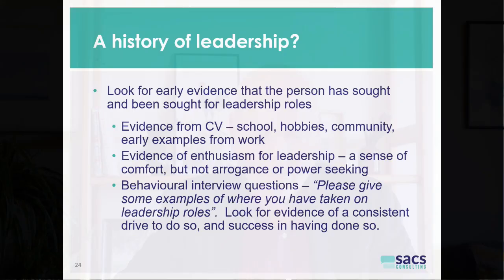We know amongst us people who we feel would be good to lead us through things, and we turn to them. Look for evidence of enthusiasm for leadership, a sense of comfort, but not arrogance or power seeking. People can seek to be leaders for an extremely wide range of reasons. They can seek to be leaders because they really want to help people. They can seek to be leaders because they really want to achieve a meaningful goal.